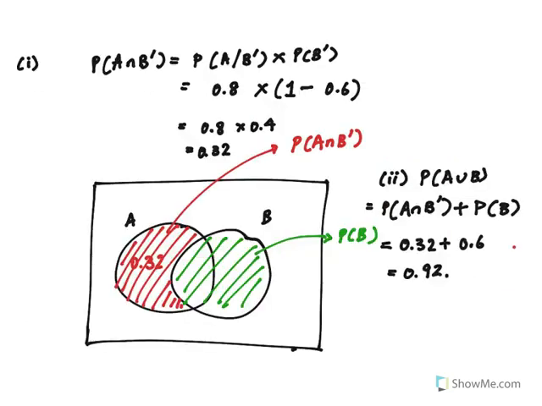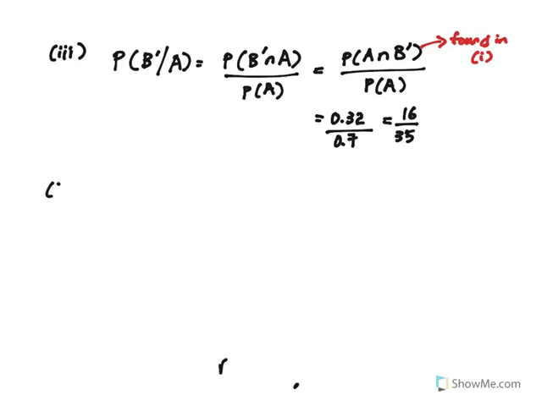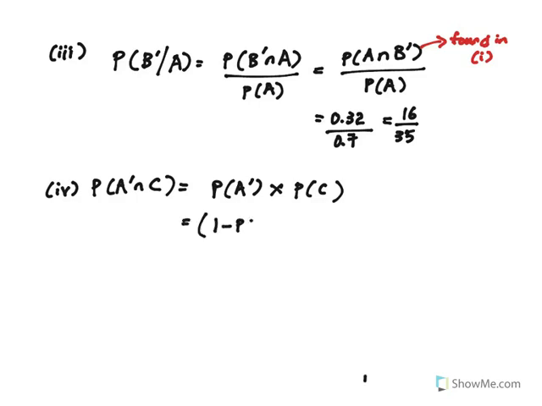So in part 4, if we are going to find the probability of A prime intersect with C, because they are independent, this is just the probability of A prime multiplied by the probability of C. What's the probability of A prime? It is 1 minus the probability of A. What's the probability of C? 0.5. Since the probability of A is 0.7, 1 minus that is 0.3, multiplied by 0.5, and the answer comes out to be 0.15.